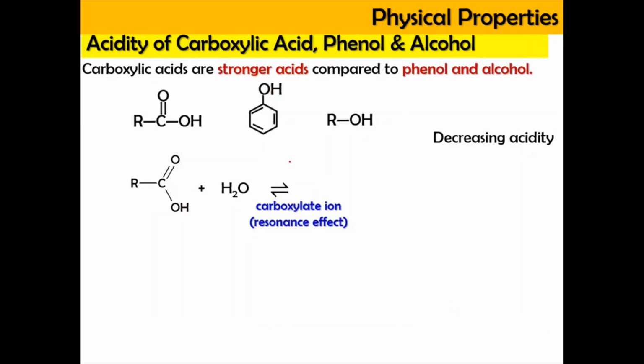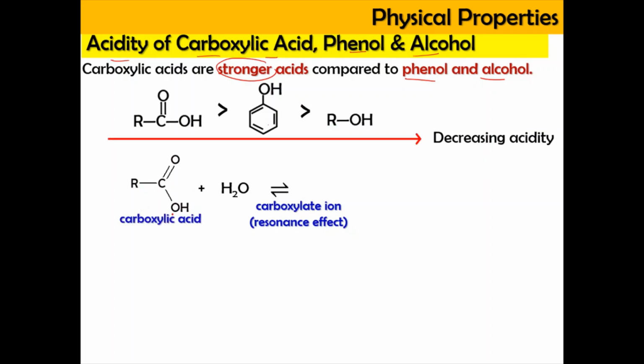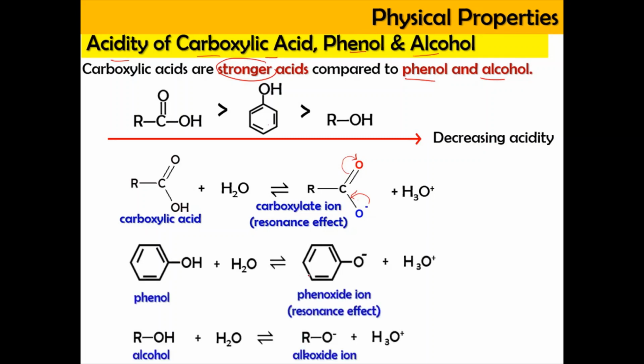Okay, so now we're going to look into the acidity of carboxylic acid, phenol, and alcohol. As mentioned, carboxylic acids are stronger acids compared to phenol and alcohol. So carboxylic acid is more acidic than phenol, and more acidic than alcohol. This is because when carboxylic acid dissociates in water, it forms a carboxylate ion. The negative charge can be transferred here, and this can be transferred here, and it can form resonance structures. Meanwhile, phenol forms a phenoxide ion, and alcohol forms an alkoxide ion.